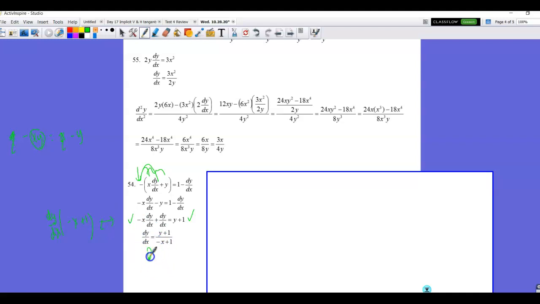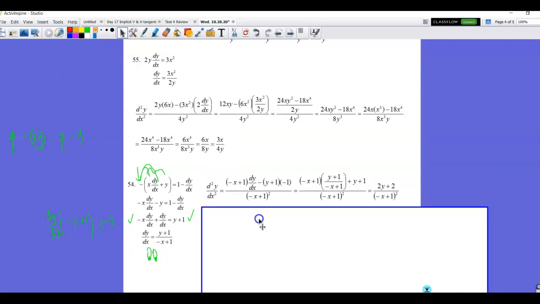Right now with my math eyes, I notice that I'm going to need to do the quotient rule. So here we go. Looks ugly, but it's not that bad. So I have down, and then the d up. The derivative of y is dy dx, and the derivative of 1 is 0.